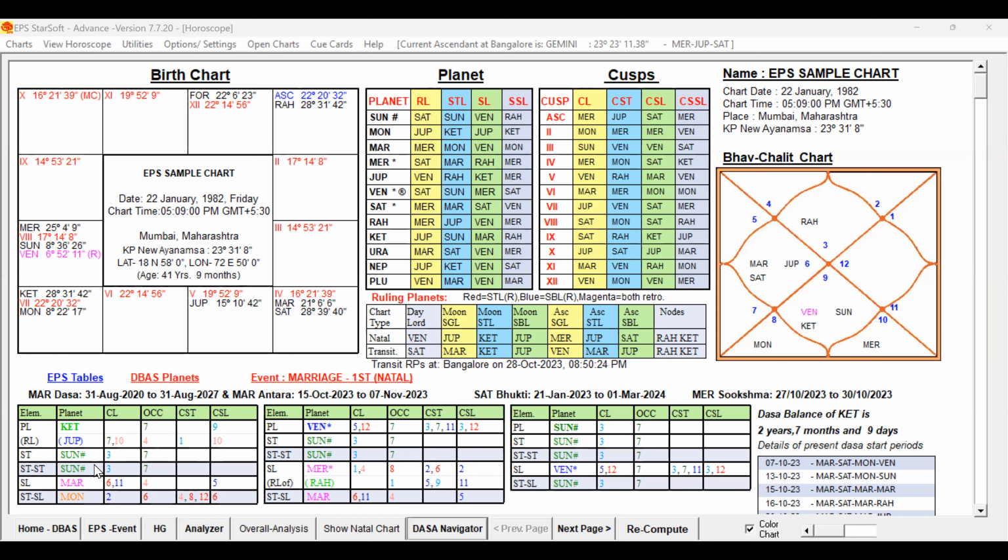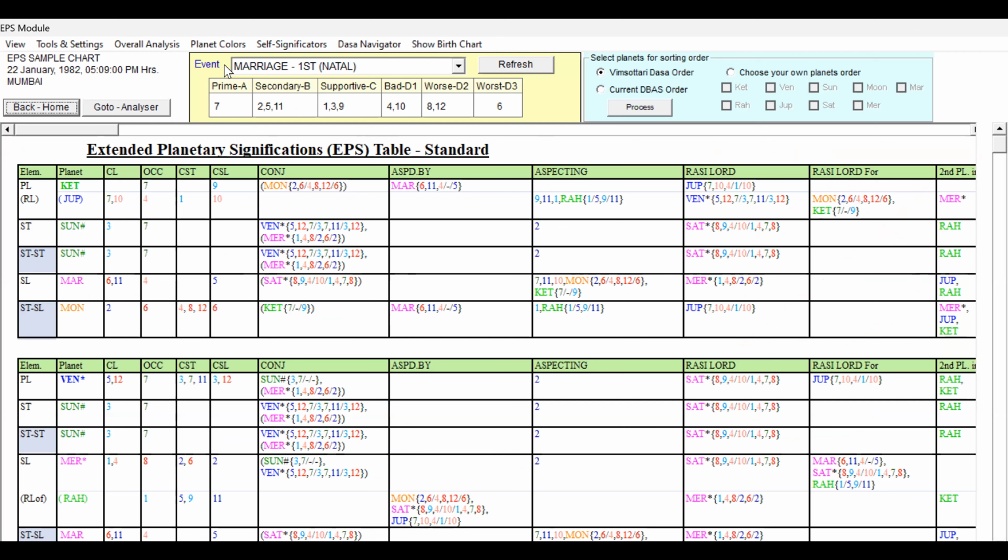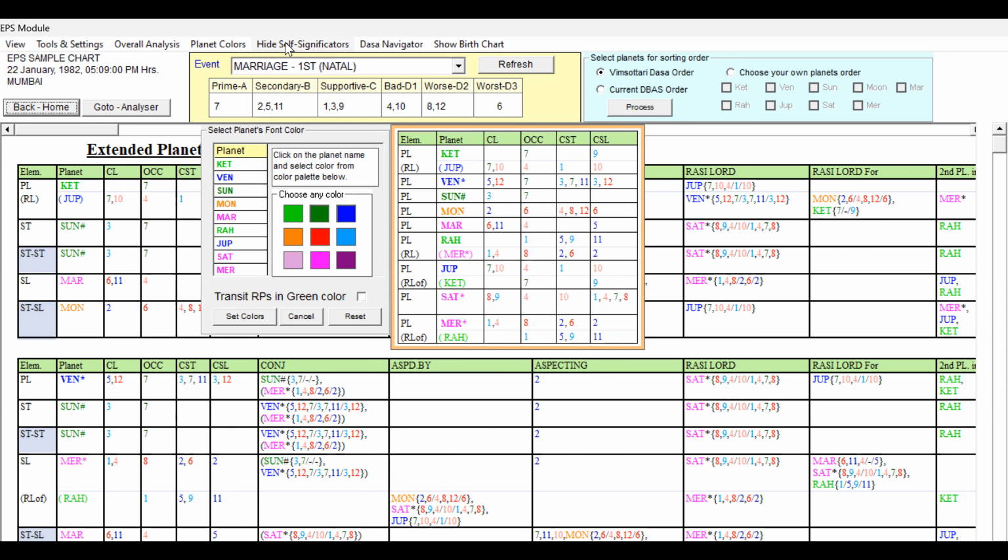You can see here each planet's name has been given some color. If you go to the EPS page, you can see each planet. We can give our own colors also, planet colors and self-significators. It means you can see the self-significators based on each planet's study. Based on the event, we can study that this planet has a good color: 7th occupant and 9th sublord favorable, green color. This Venus has favorable and along with that some weakness, so it is blue color.